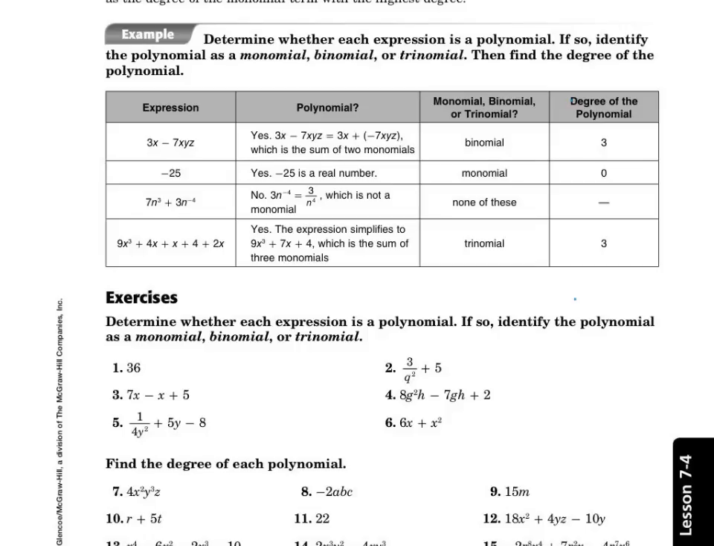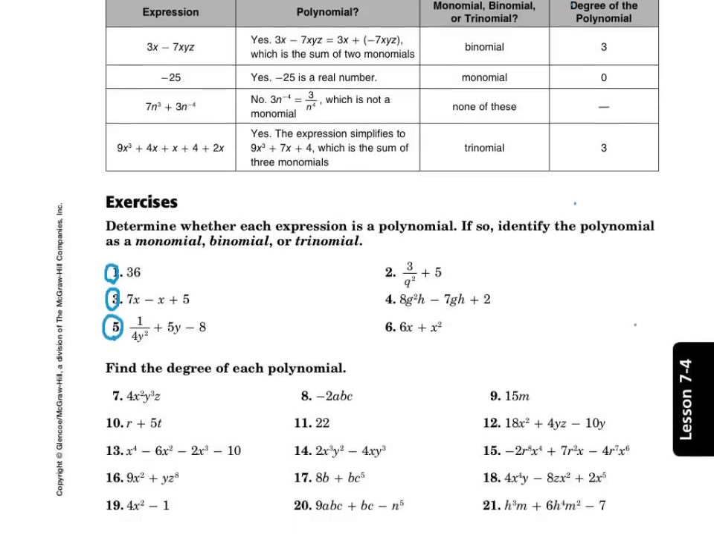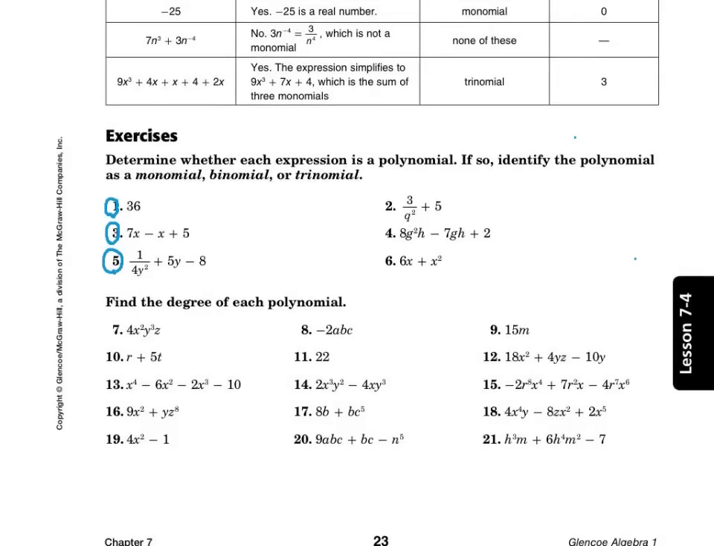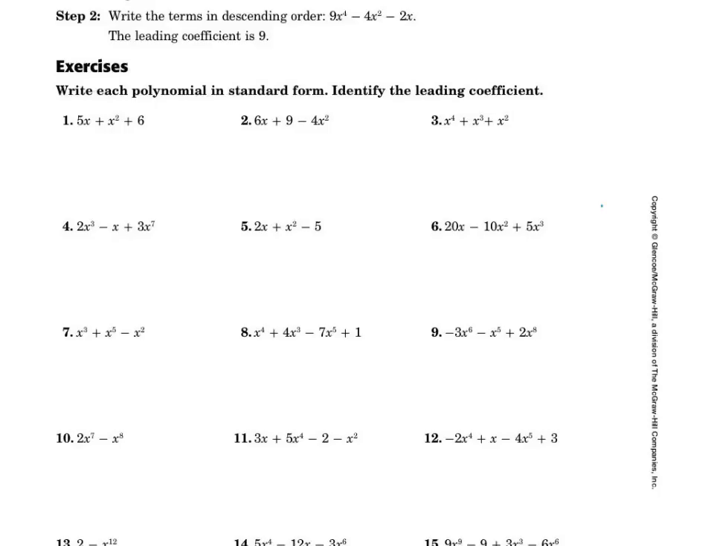For some independent practice, you will do numbers 1, 3, and 5, determining whether the expression is a polynomial, and if it is, you're going to identify it as a monomial, a binomial, or a trinomial. And then you're going to find the degree of each polynomial. Let me go ahead and have you do 10, 14, 18, and 20. In order to practice writing the polynomials in standard form, let's work on 3, 6, 9, 12.